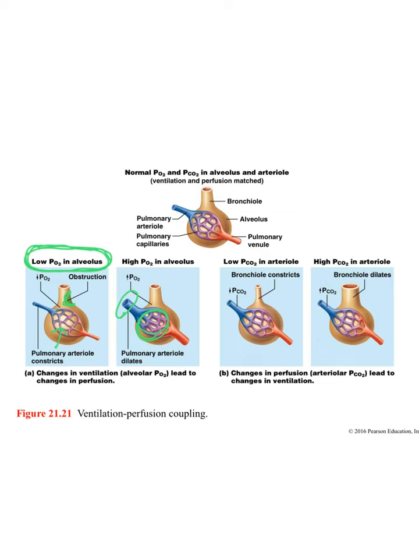And it's safe to assume if there's low amounts of oxygen, there's usually a higher amount of CO2. With CO2, we are going to be changing the constriction or dilation of the bronchiole. With oxygen, we change the constriction or dilation of the arteriole. So when there's a low amount of CO2 in the arteriole, the bronchiole is going to constrict. You would assume that there is an adequate amount of oxygen in that particular case.